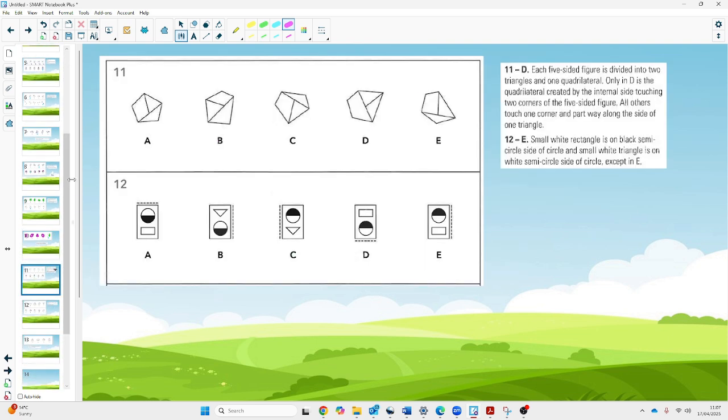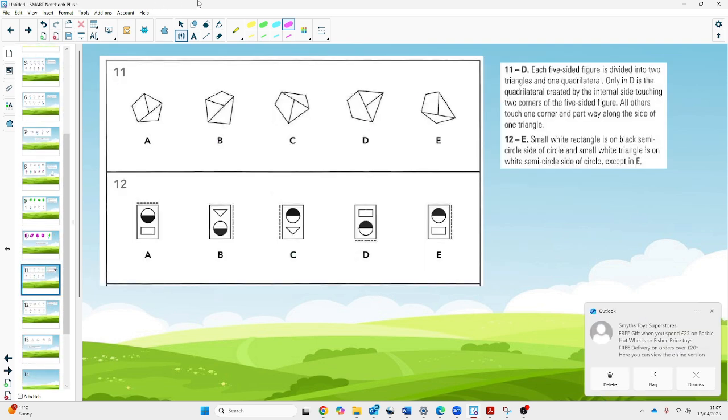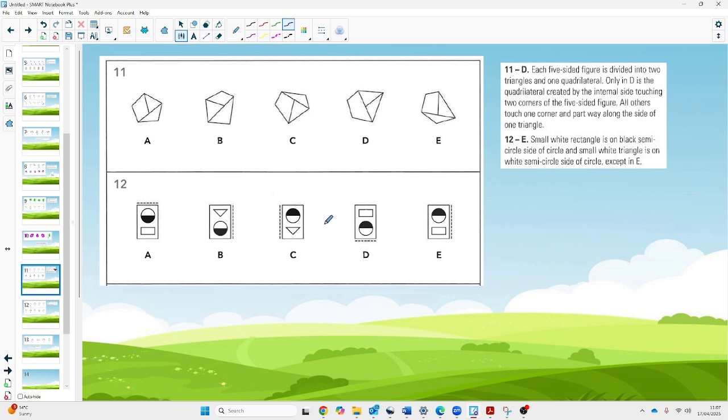Moving on now to question 11. Now this one I did have to look at quite carefully, so hopefully you can follow the explanation here. Each 5-sided figure is divided into 2 triangles and 1 quadrilateral. So just to point that out, in this one we've got a triangle here, then we've got another triangle here, and the other shape that we've got is actually a quadrilateral.